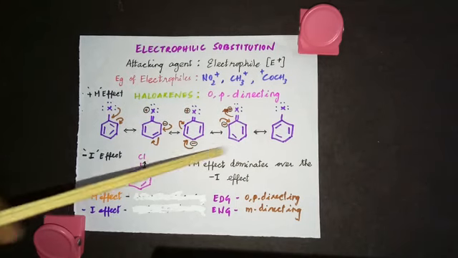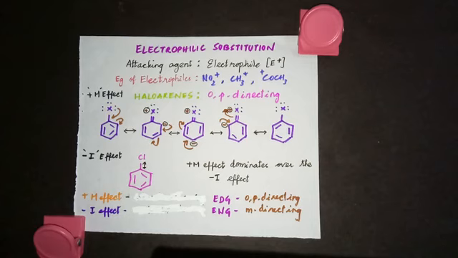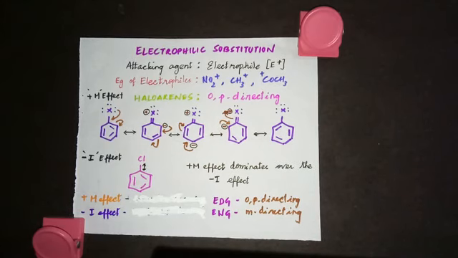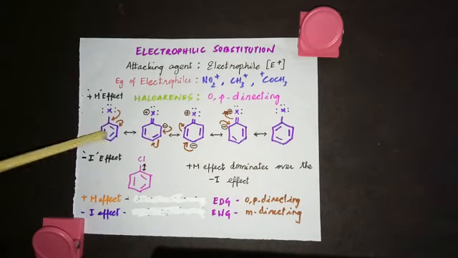This is called the plus M effect. You would have studied about this in grade 11, inductive effect and mesomeric effect, plus I, minus I effect, plus M and minus M effect. So before recalling this inductive and resonance effect, let's see a few examples of electrophilic substitution reactions.